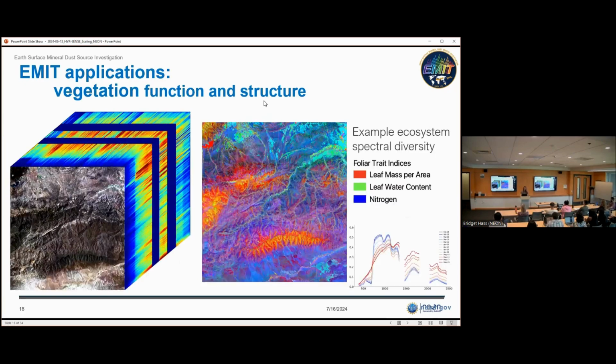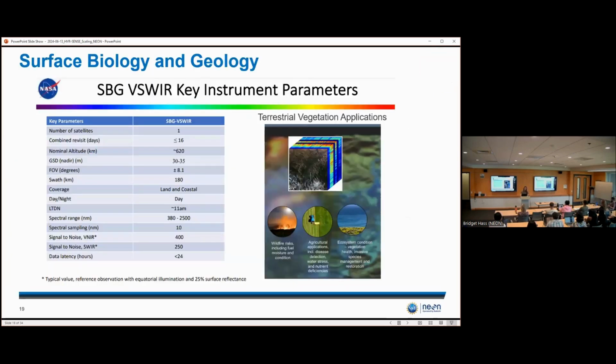And then this is just an example of one of the EMIT applications, using it to understand spectral diversity and vegetation function and structure. And then the SBG satellite, this is just breaking down some of the parameters that are planned for this. But again, one of the main applications of this is terrestrial vegetation application. So it really will tie in well to the NEON data sets.